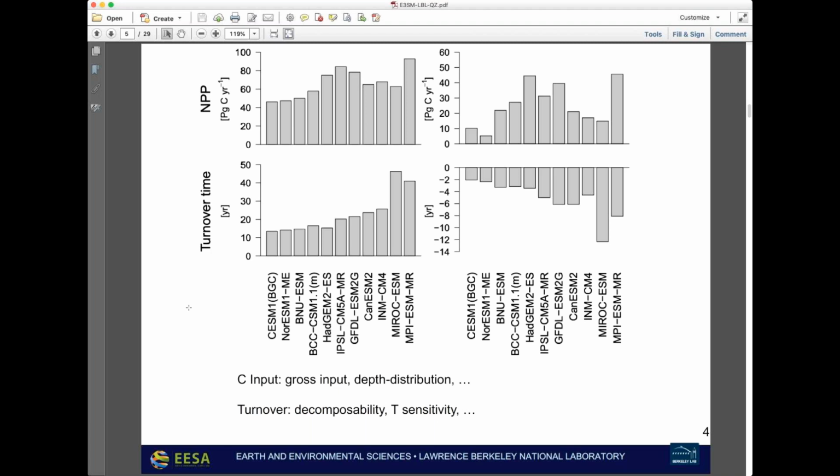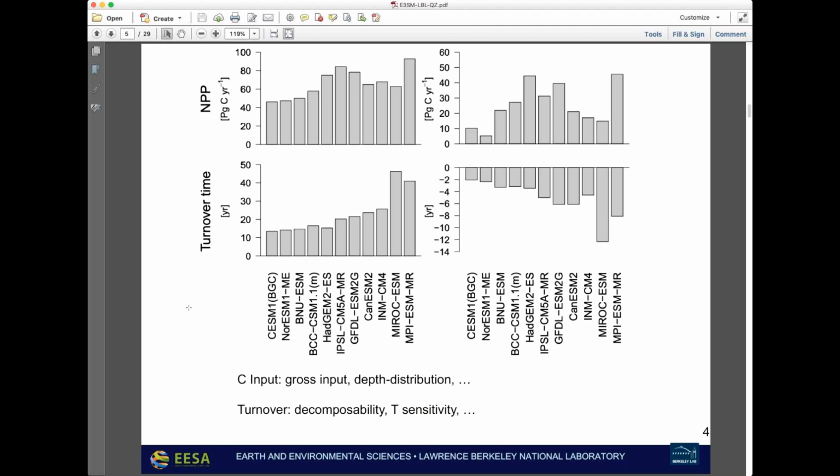So these bar plots explain why for some models we have a reliable SOC estimate at present day, but in the future they're really diverse. Because they have different NPP and different turnover time, and combined together, they just offset each other and give us a consistent number of SOC estimates. But in the future, they're really different.